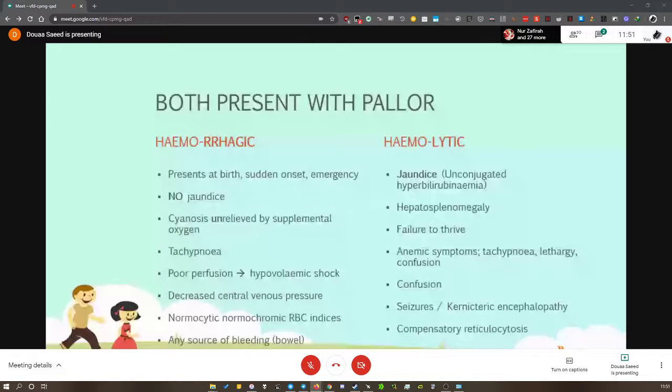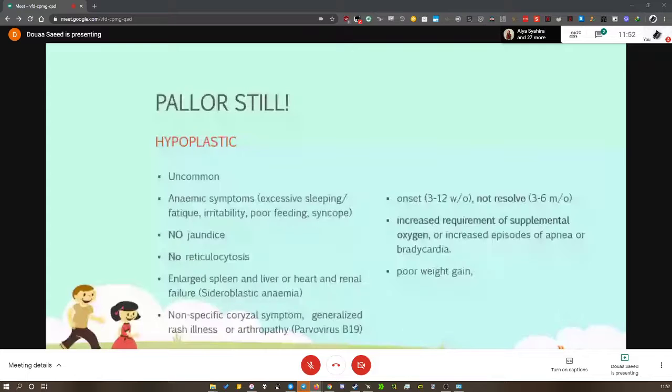In hemolytic, remember that there will be jaundice. They can also present with hepatosplenomegaly and failure to thrive because their blood is being hemolyzed. Symptoms such as lethargy can occur. They can also present with seizures or kernicterus encephalopathy because of the unconjugated hyperbilirubinemia, and there can be reticulocytosis. In hypoplastic presentation, pallor is still there. It's usually uncommon. There will be anemic symptoms. However, there will be no jaundice and no reticulocytosis.